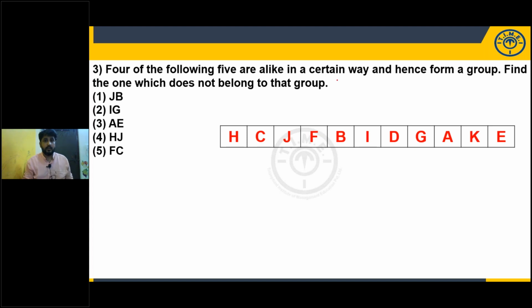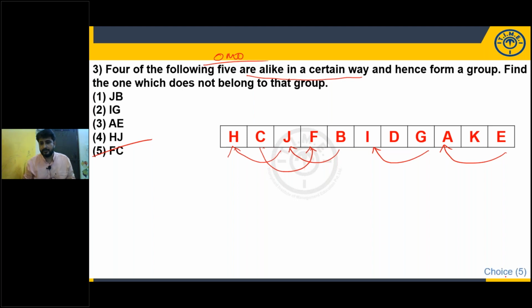Odd one out. 4 of the following 5 are alike. Save your time in reading the question. 4 of the following 5, odd one out. That's it. JB: J is second left of B. IG: I is second left of G. AE: A is second left of E. Because it is a seating arrangement and it is given 2 persons, we have to identify the link between those 2 persons. What is the link? The first person is second left of the second person. HJ: H is second left of J. FC: F is second right of C. So except the fifth option, all follow the same logic. So choice 5 will be my answer.